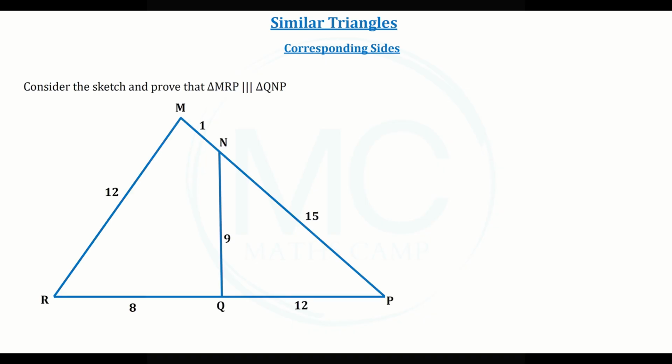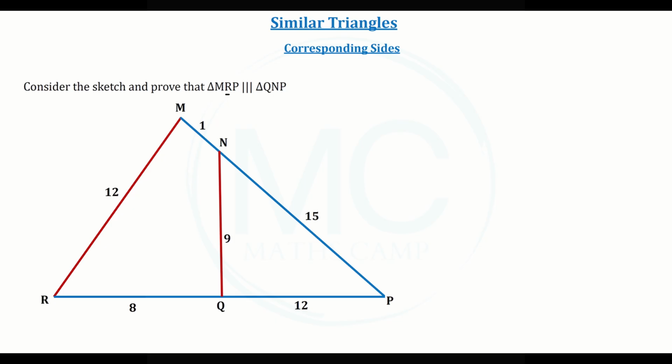Consider the sketch and prove that triangle MRP is similar to triangle QNP. Here we have two triangles within the same diagram. So let's start by finding our corresponding sides. M and R are the first and second letters in triangle MRP. So let's mark this side in red. Q and N are the first and second letters in QNP. So we can mark this side in red as well.